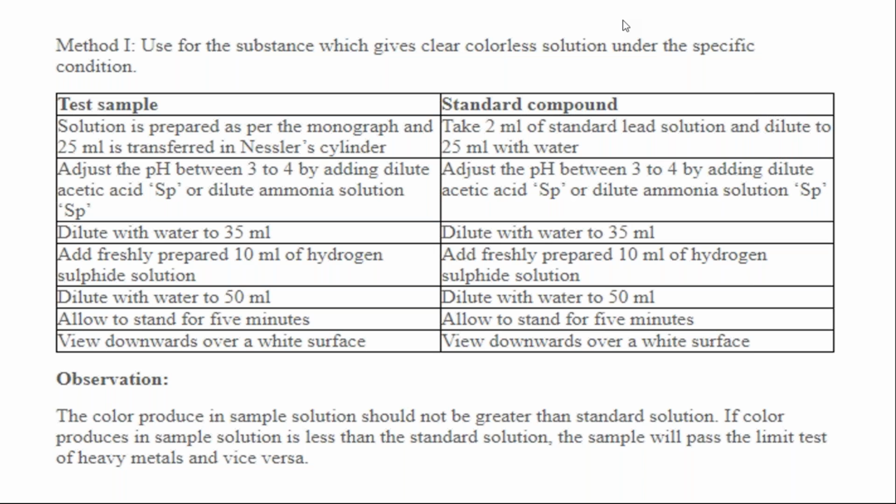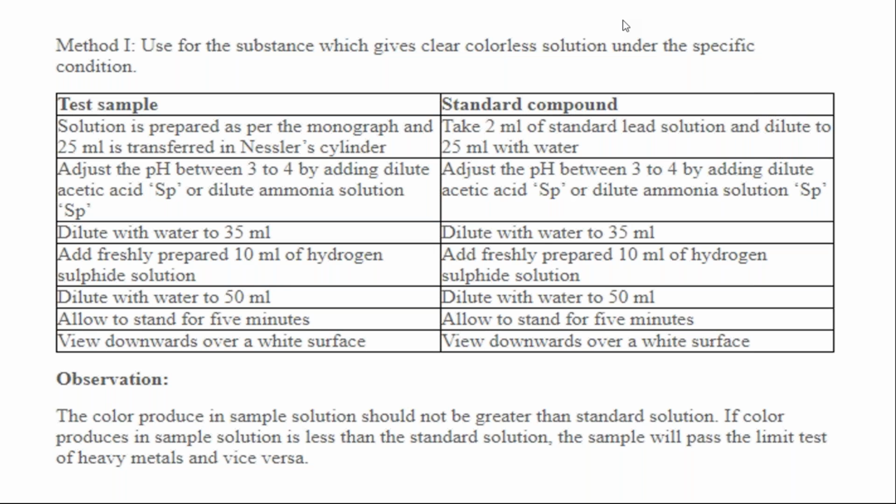Okay, next step is, once you have brought the pH to 3 to 4, you're going to dilute with water to 35 ml. So you may be wondering, how is ma'am telling to do this in Nessler cylinder? Ma'am showed a picture also of Nessler cylinder where there were only 2 markings, right? The markings were 25 ml and 50 ml. Now she's telling to dilute with water to 35 ml.